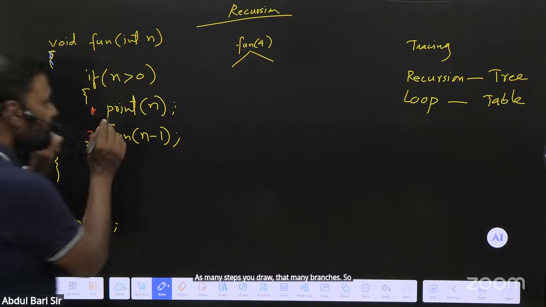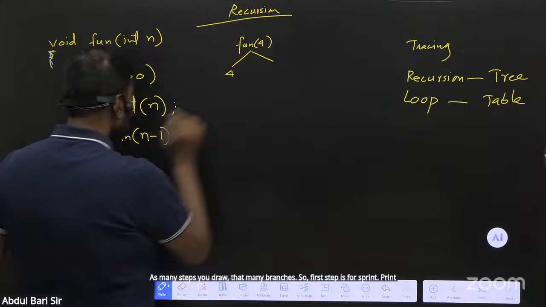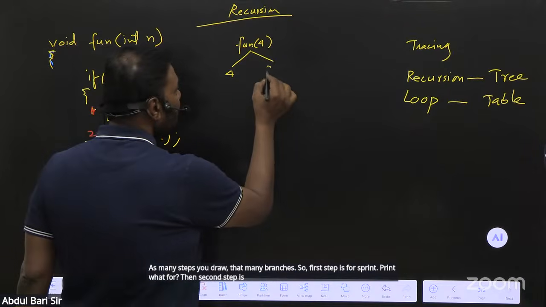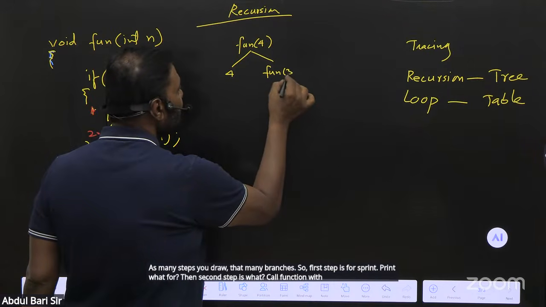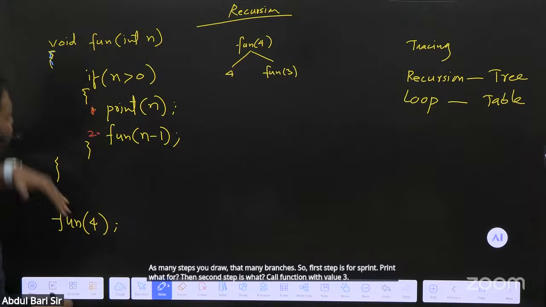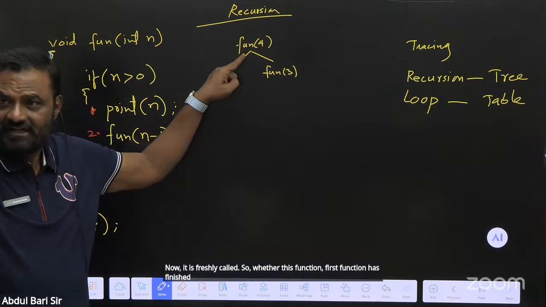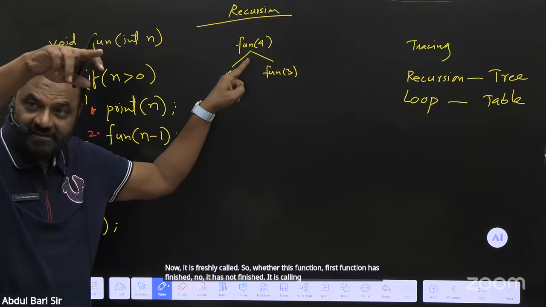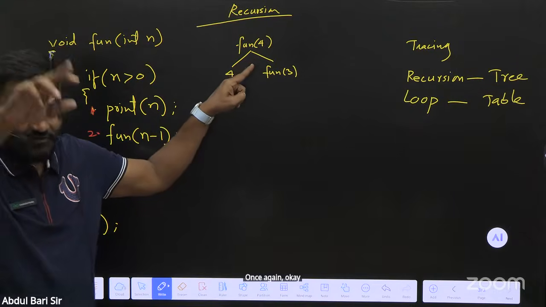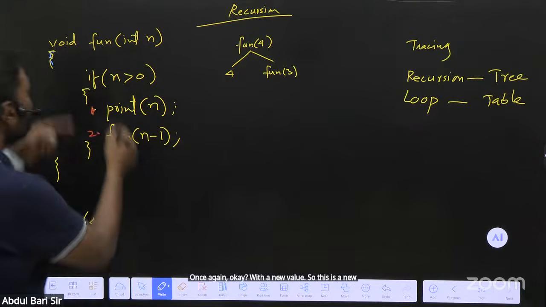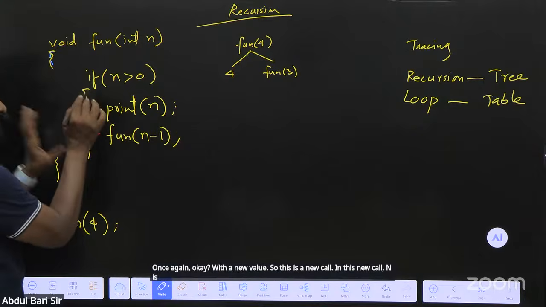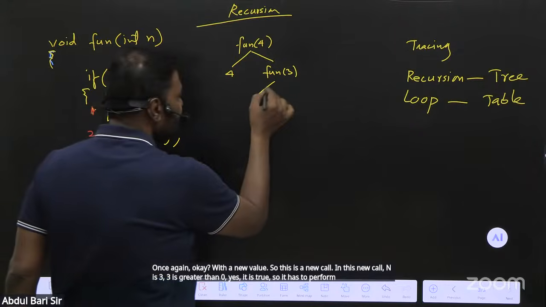So the first step is print. Print what? 4. Then the second step is what? Call function with value 3. Now it is freshly called. So has the first function finished? No, it has not finished. It is calling the function once again with a new value. So this is a new call. In this new call, n is 3, 3 is greater than 0. Yes, it is true. So it has to perform 2 steps.